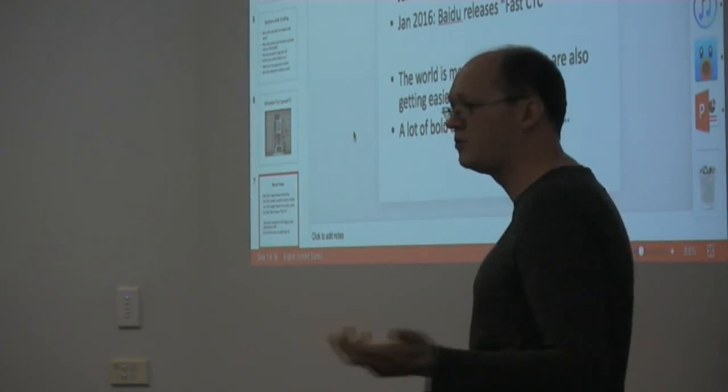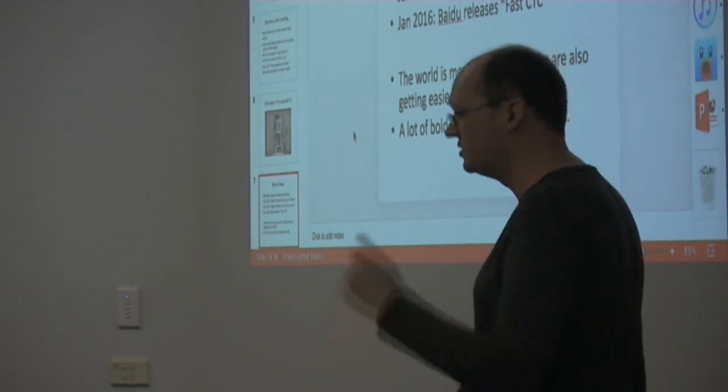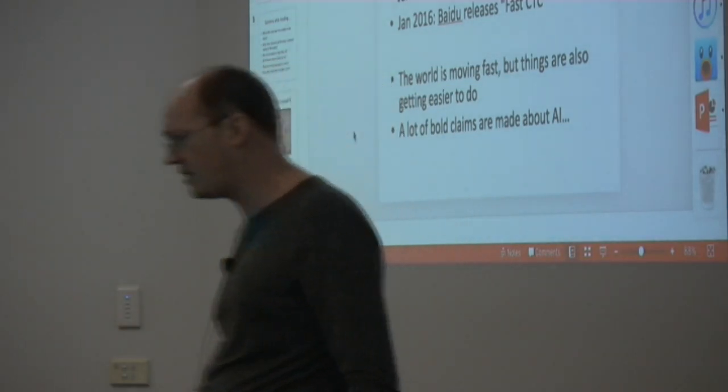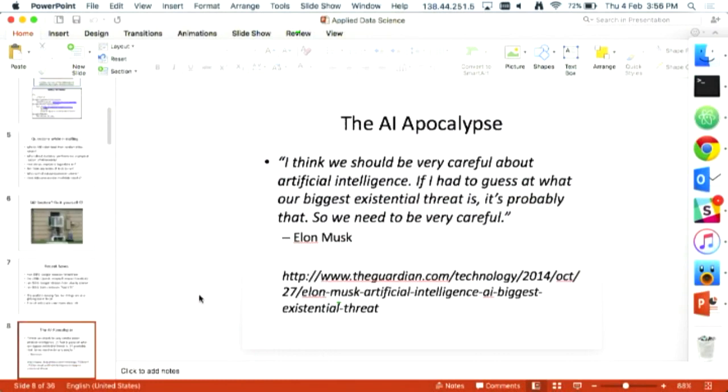Even though the world is moving very fast, it is also commoditizing a lot of this technology. A lot of bold claims get made about AI, data science, machine learning, a very large number of synonyms. Some people are worried about the AI apocalypse. If you went to Paul Fenwick's talk, he alluded to it, essentially where it's a technology that may, in some sense of the word, get out of control or be misdirected or in some way dangerous in ways that we don't expect.